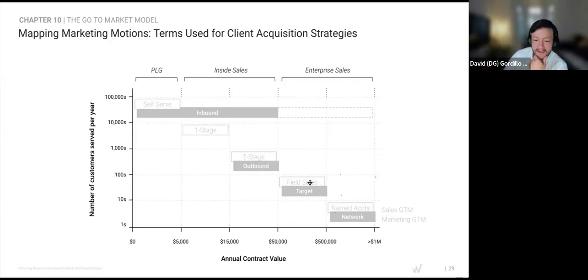Normally, the face-to-face meetings start in the field sales motion, meaning that's when you are going to fly out your account executives, your sales engineers. They're going to not only have meetings face-to-face, but also they're going to have probably lunches or dinners, trying to create that relationship. And even more so when we're talking about named accounts and networking as well.